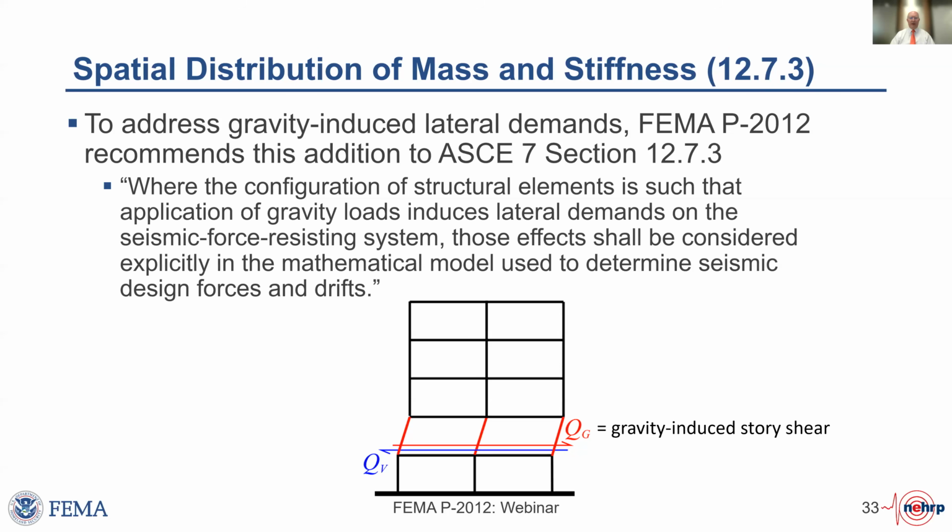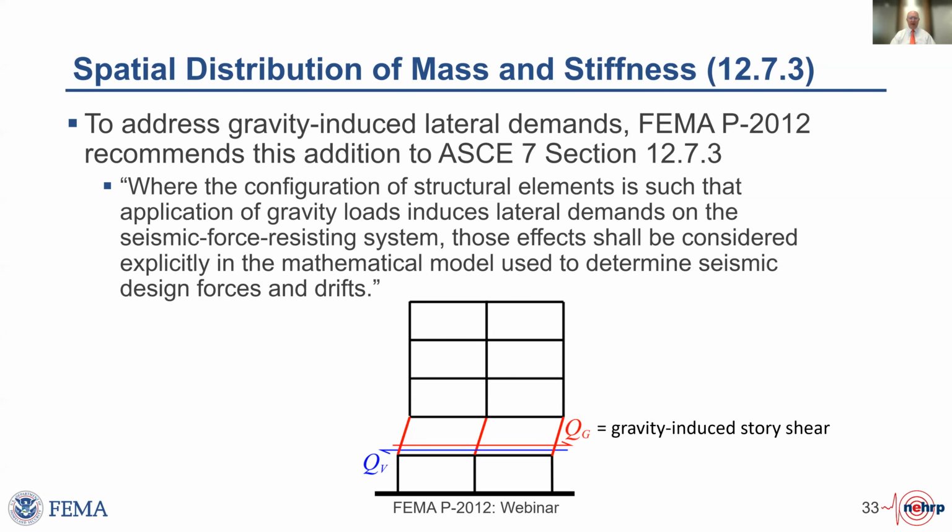Another aspect of the distribution of mass and stiffness, and perhaps of forces, is the idea of a gravity-induced lateral demand. So I will say that the P-2012 project suggested that a change be made to ASCE 7-22 to specifically identify this issue. The ASCE 7 committee chose not to make that change. We'll see if they make it in 2028. But the idea embodied in this is related to the distribution of mass and stiffness and of loads.